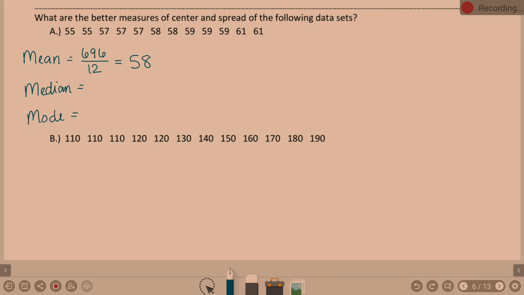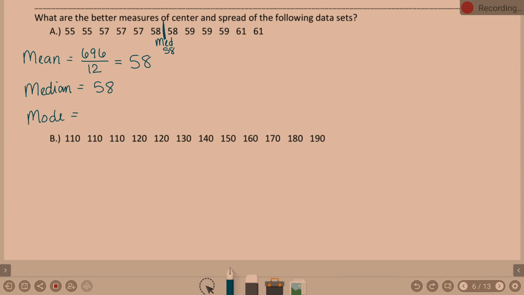Median. We had 12 numbers, so you're going to count in 6. If we count in 6 from either way, my median is going to be between 58 and 58, and the number between 58 and 58 is 58. Okay. What about mode? So it'd be 58 because there's 59 and 57.